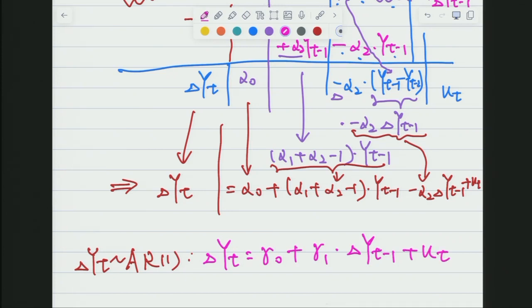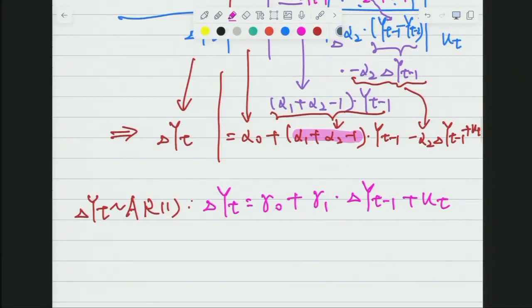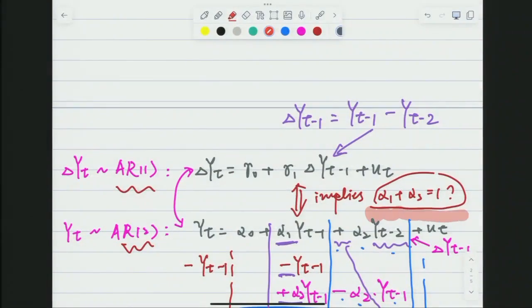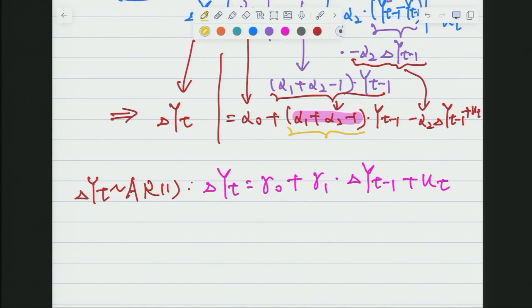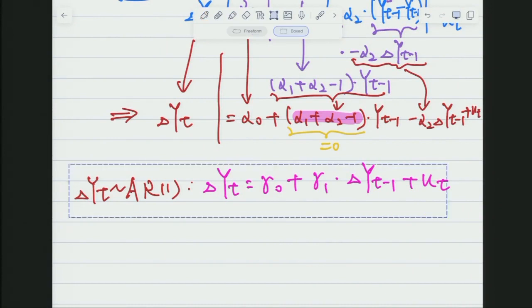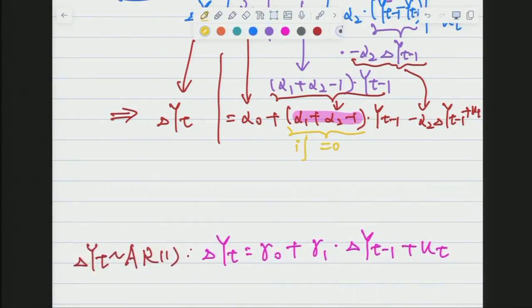Now, one last condition we need to use is that alpha 1 plus alpha 2 minus 1 is 0, okay? Remember, we're asking whether alpha 1 plus alpha 2 is equal to 1. This is the same as alpha 1 plus alpha 2 minus 1 being 0. So if this is 0, then basically we get rid of the yt minus 1 term.